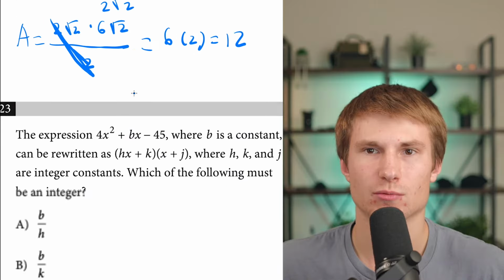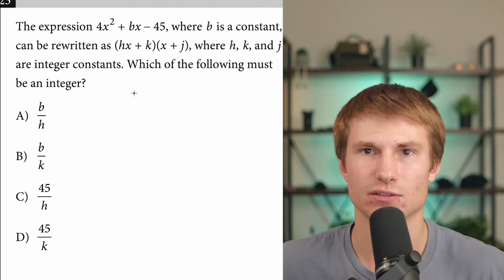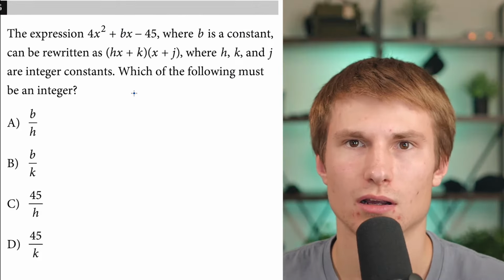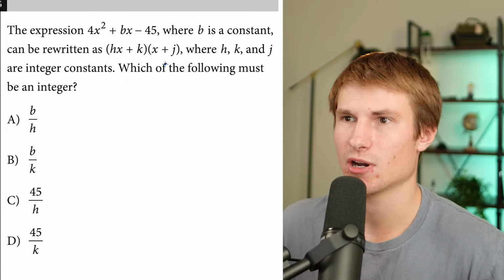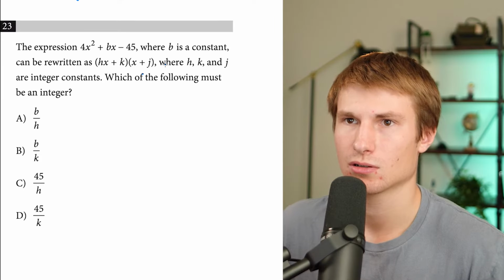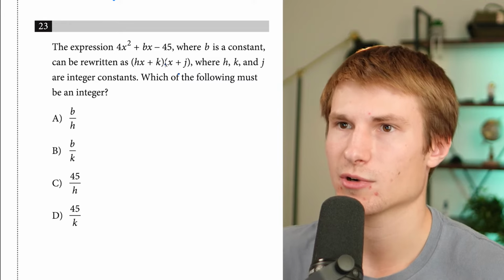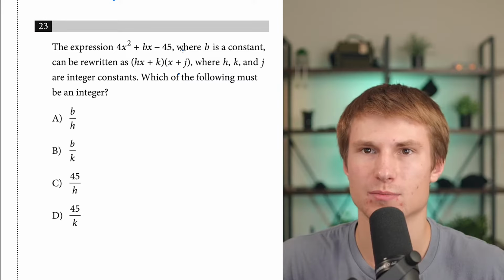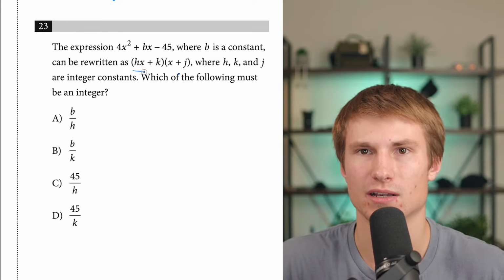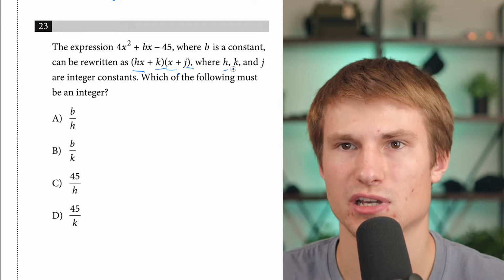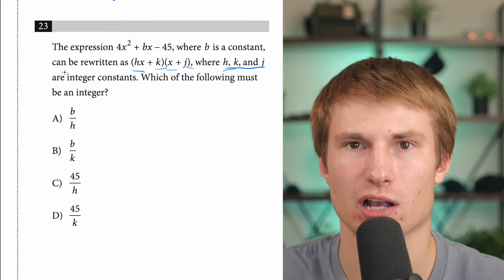All right, moving on to number 23 now. We've got the expression 4x squared. I'll zoom out a little bit so you guys can see the question number. Okay, there we go. The expression 4x squared plus bx minus 45, where b is a constant, can be rewritten as (hx plus k) times (x plus j), where h, k, and j are integer constants.